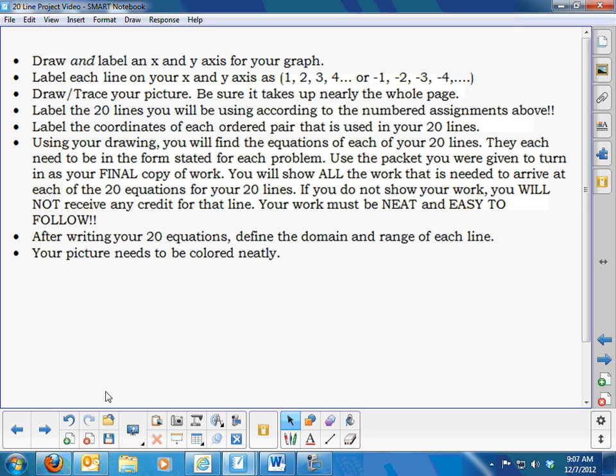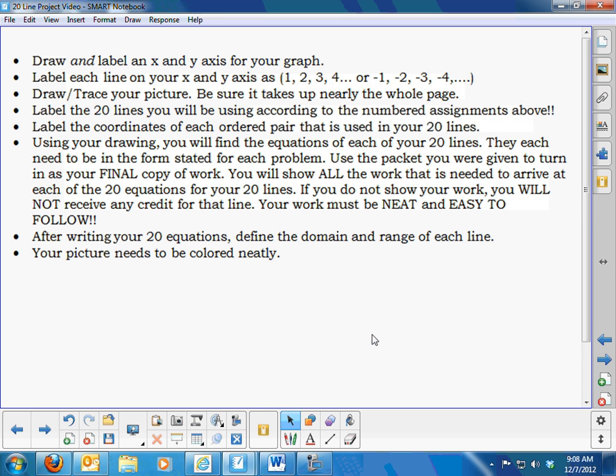Your work must be very neat and easy to follow. This is not a little homework assignment or something you're doing for your own self that you can write however you want. This is going to be very neat, neater than you normally write, and it's going to be very easy to follow. You're then going to find the domain and the range of each line. That's something we worked on earlier in the school year.